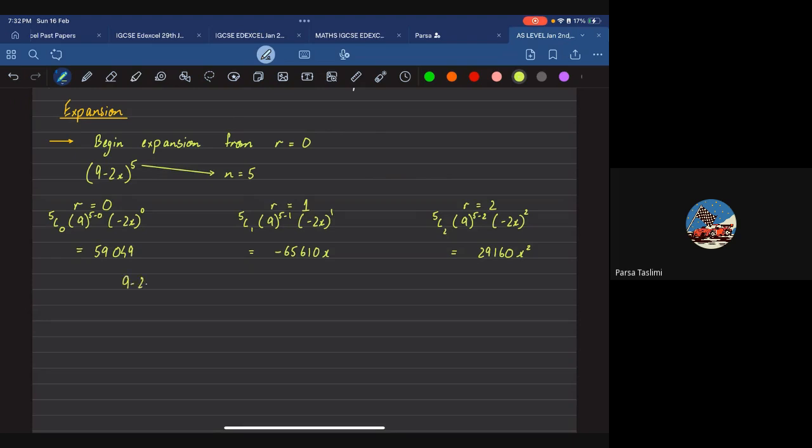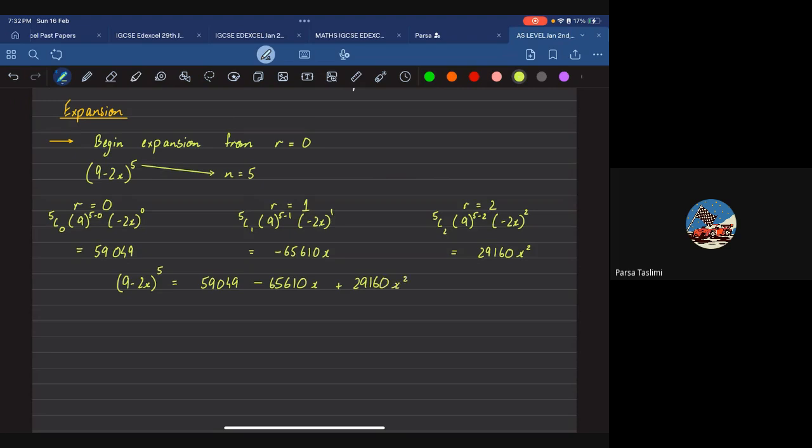(9 minus 2x) raised to the power 5 expands to 59049 minus 65610x plus 29160x squared. All right.